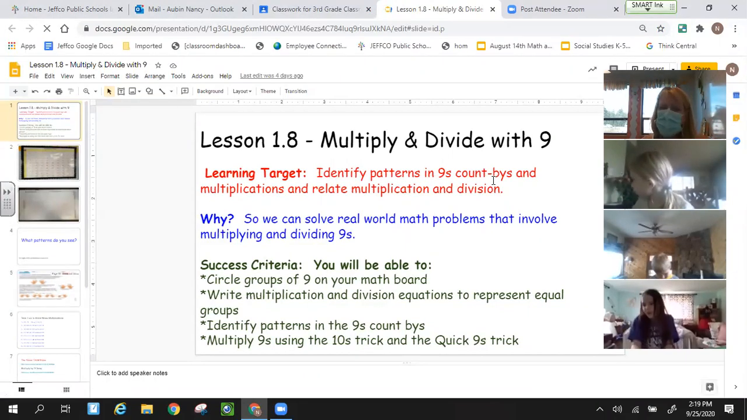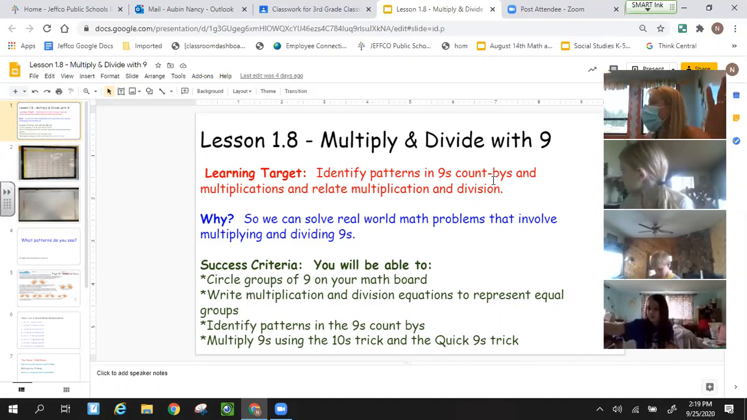The reason why is we're going to have problems that have a 9 in them, and you're going to have to figure it out. Not a lot of things I could think of come in nines, though. That's a tough one. I didn't even do that as a slide because I couldn't think of anything that comes in nines.